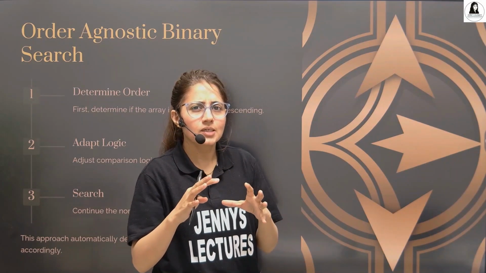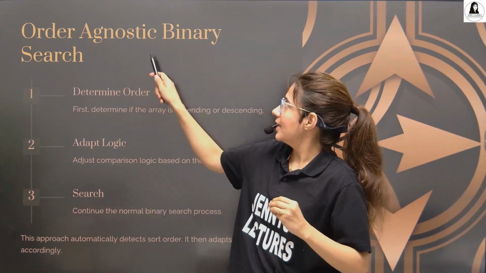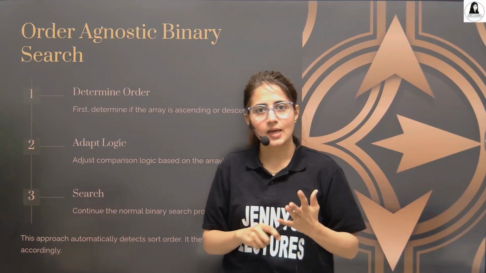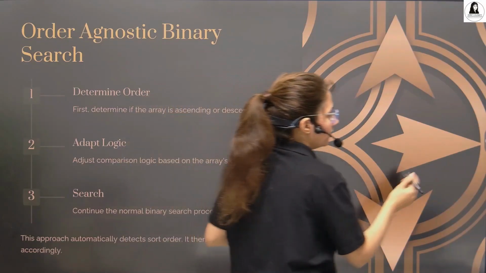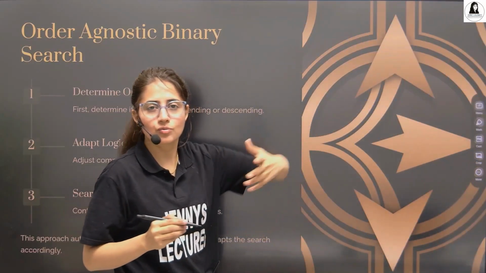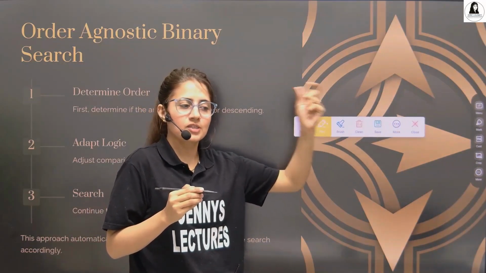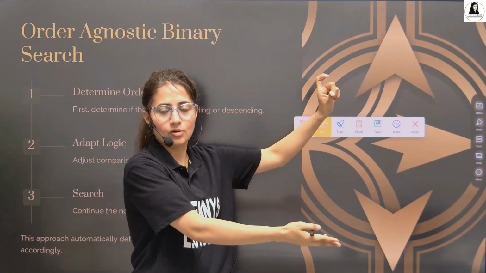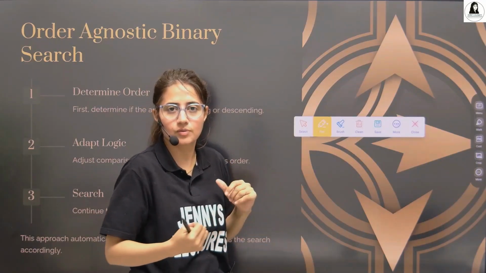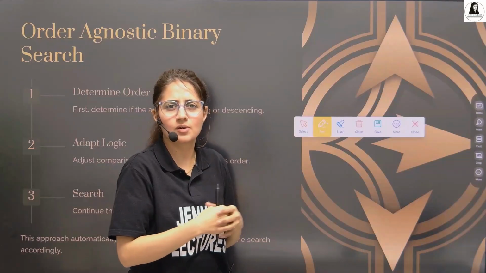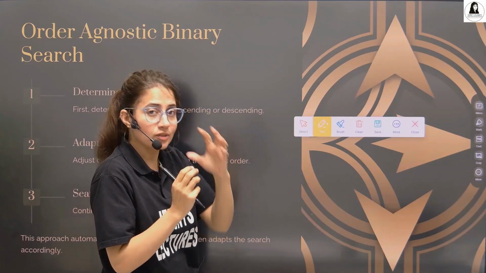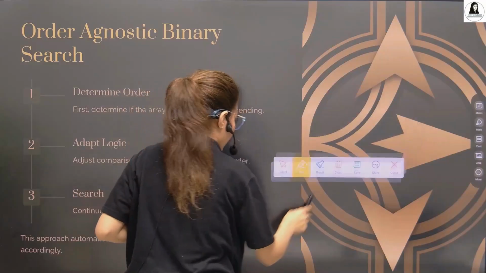So the solution is to apply order agnostic binary search. In this case, first we check whether the array is in ascending or descending order, and then we apply the logic according to the situation. If it's ascending order, that logic; if it's descending order, a different logic. The logic is the same, only the condition is a little bit different. Okay, but first, how to find out, that is the crucial part.